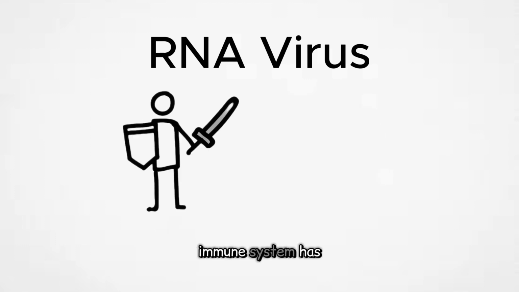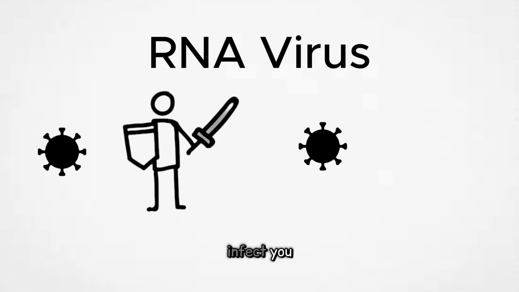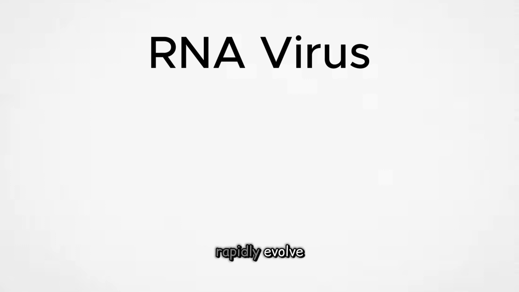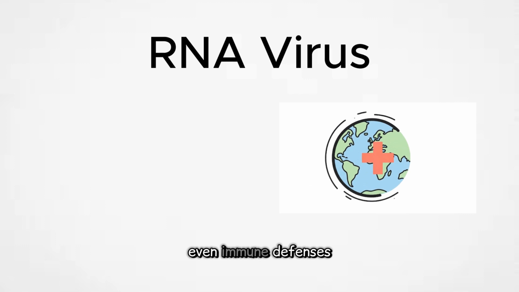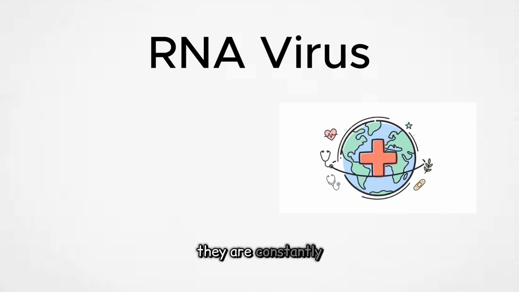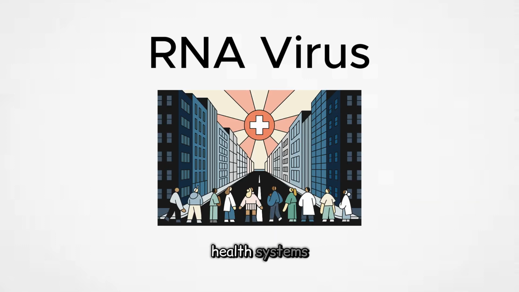Even if your immune system has already learned to fight one version, a slightly changed version can still infect you. This ability to rapidly evolve allows RNA viruses to adapt to new environments, new hosts, and even immune defenses, which is why they are constantly monitored in public health systems.